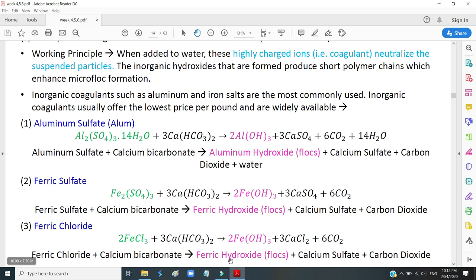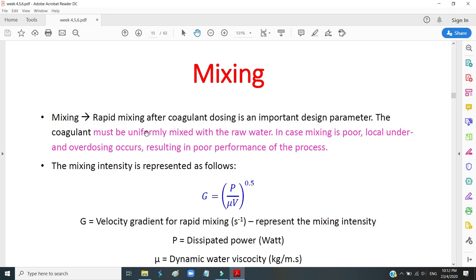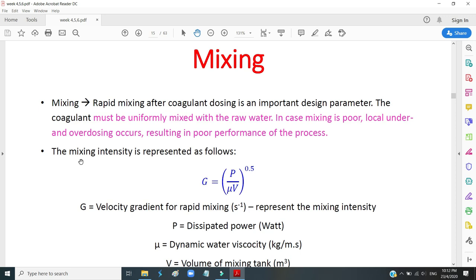And then mixing. The rapid mixing after coagulant dosing is an important design parameter. The coagulant must be uniformly mixed with the raw water. In case mixing is poor, local under and overdosing occurs, resulting in poor performance of the process. So it's really important to mix it, because we need to neutralize the whole water sample.